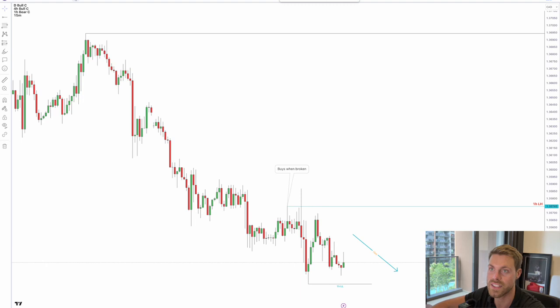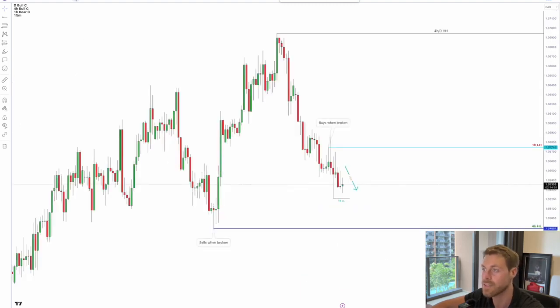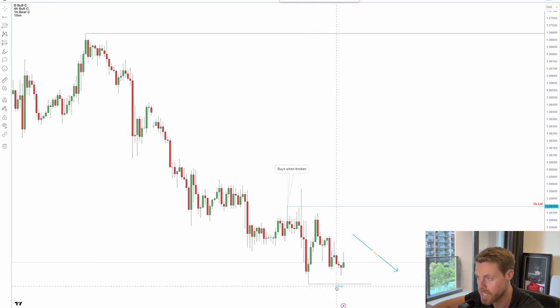USD CAD. Let's check this out. Top down, daily and 4-hour are correcting. We still have some downside to go. The 1 hour is bearish, so once we make the reaction and everything we need for the entry, we can zoom into the 15-minute and take sells in line with that.